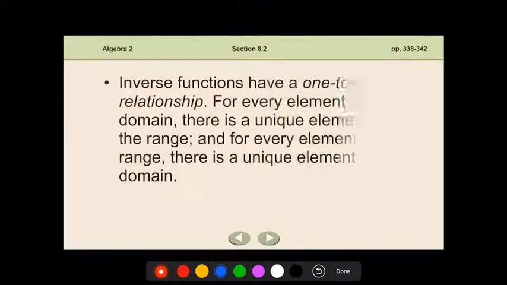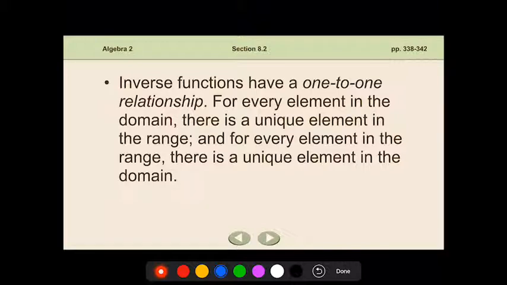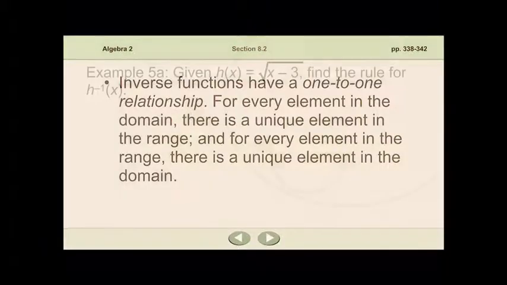Very, very important, okay? Inverse relations have a one-to-one relation. For every element in the domain, there is a unique element in the range. It's like a one-to-one function, okay? There is a unique element in the domain as well.